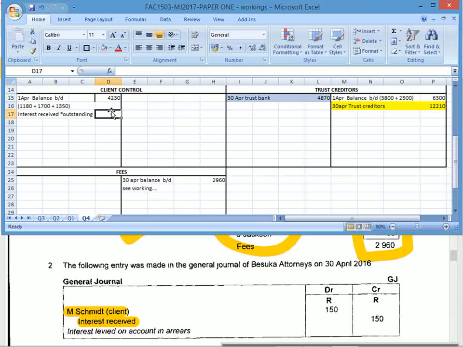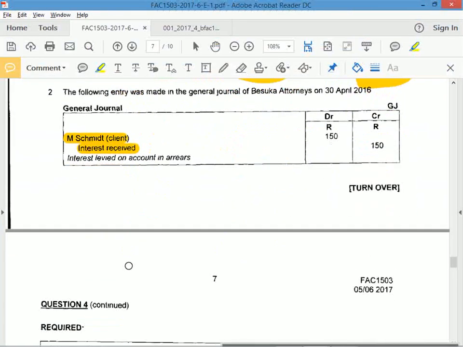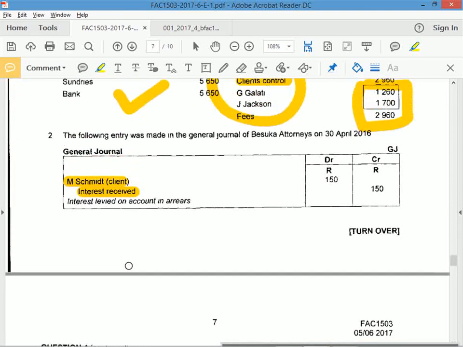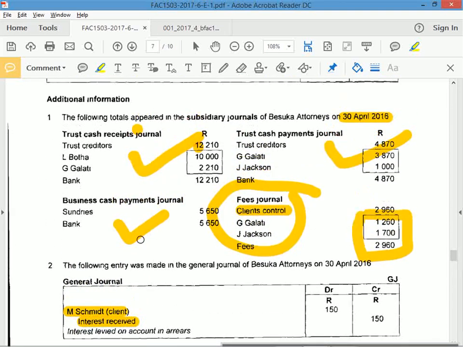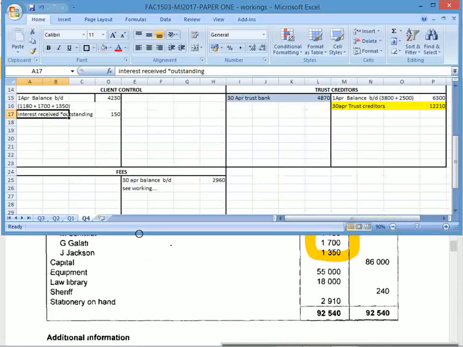Okay, it's outstanding. So the amount there was 150. Right, and then you'd obviously credit the interest received. Okay. What else do we have here? Let's check. That's it. So all we need to do now is balance off these accounts. We've been given those balances. Now we need to make sense of all the data, all the information.